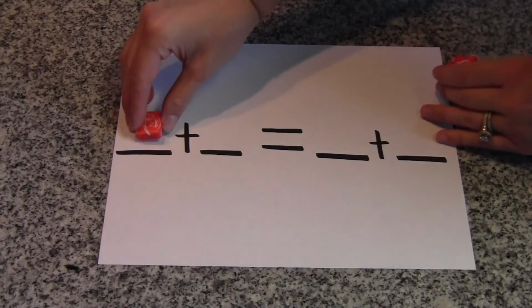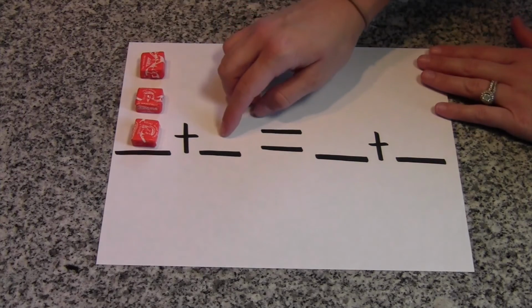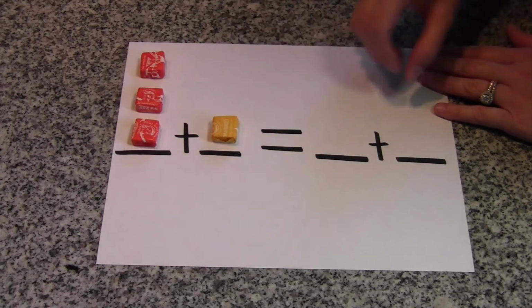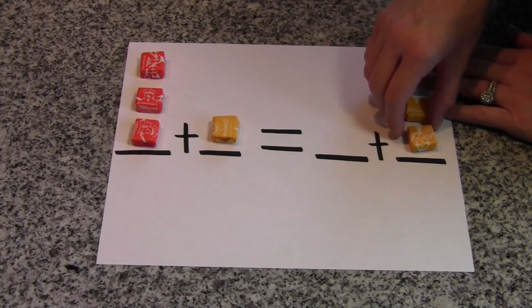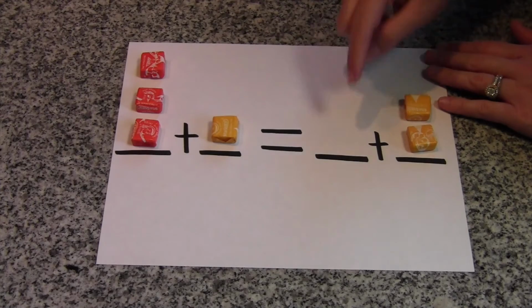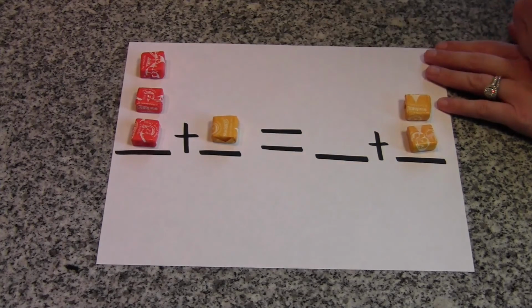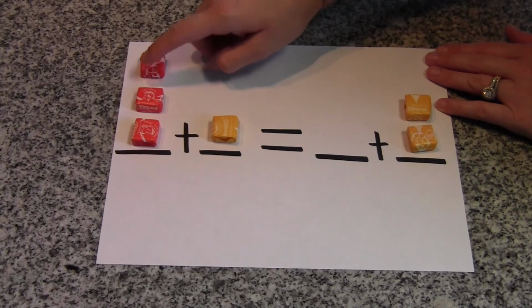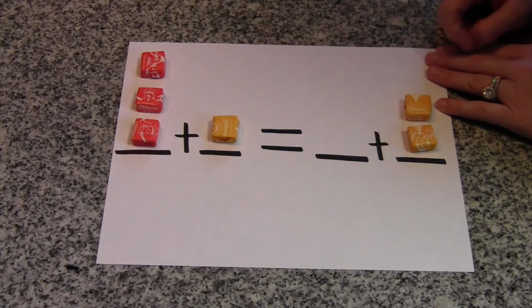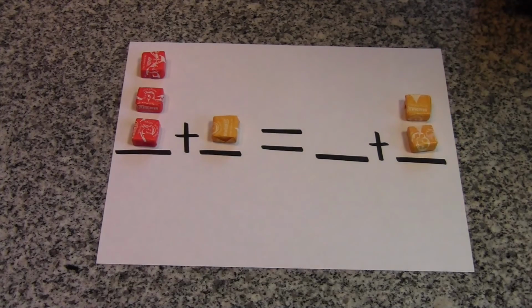If I have 3 plus 1 and I have 2 on the other side, what do I need in this blank? How many do I need on this side so that both sides equal or have the same? So let's count them. 1, 2, 3, 4. And on this side of the equation, I have 1, 2. So how many do I need to add?